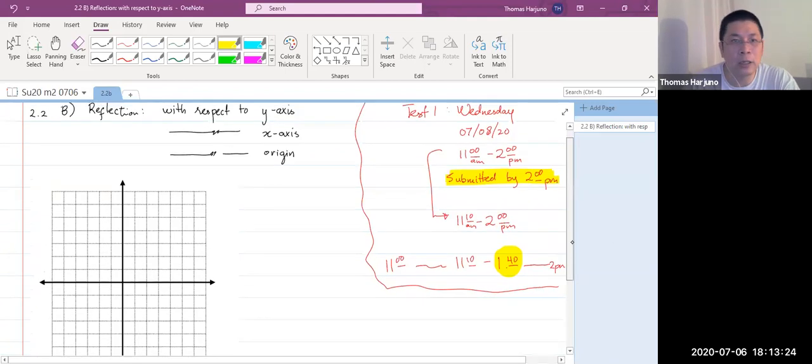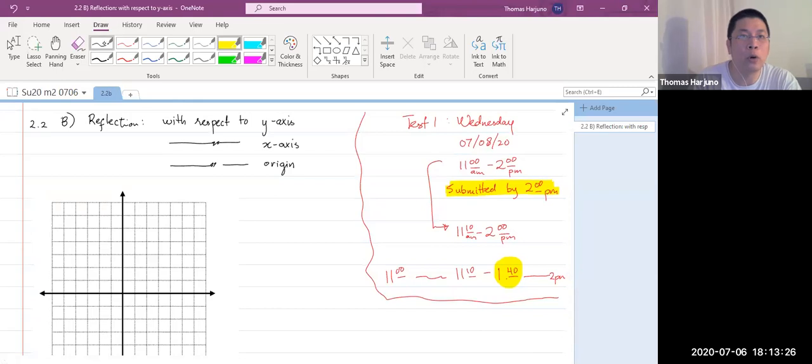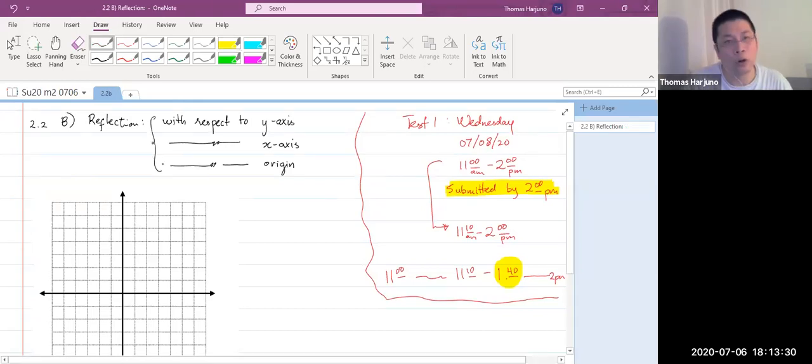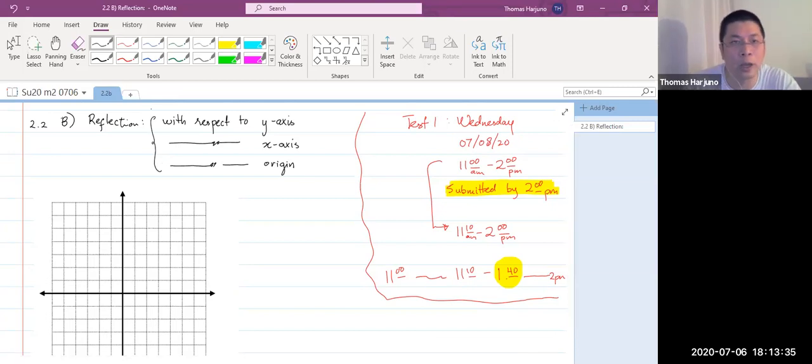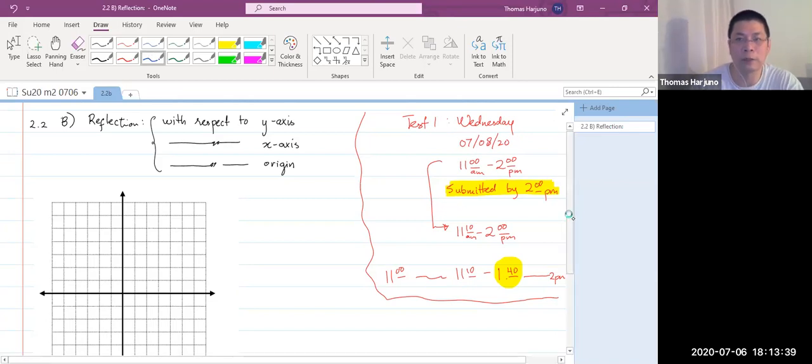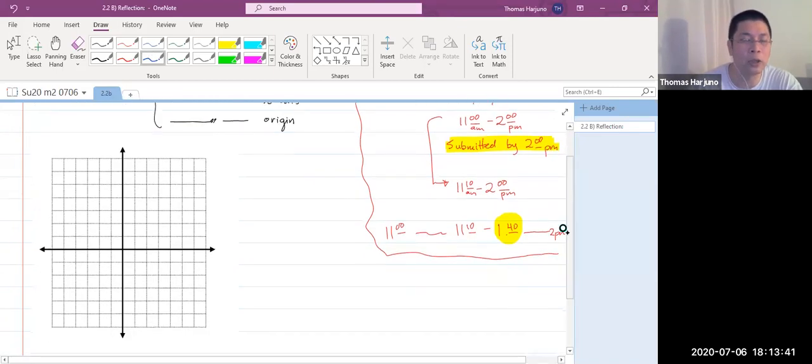Now let's start the lesson. Today we will continue the last part of this 2.2 on reflection. There are 3 parts: reflection with respect to the y-axis, with respect to the x-axis, and with respect to the origin. Now let's observe the following thing. Suppose I pick a coordinate on the coordinate system. Let's say I pick this coordinate here, coordinate 4, 3.